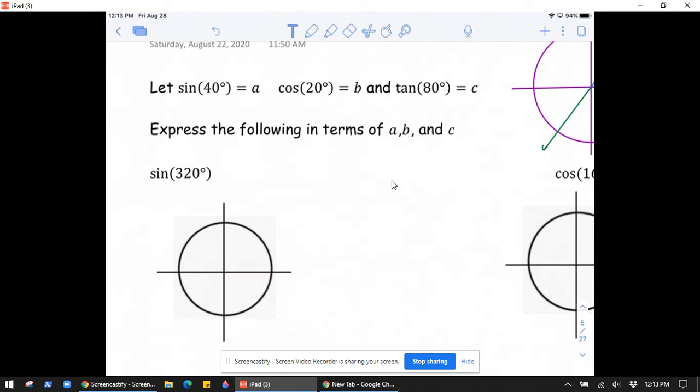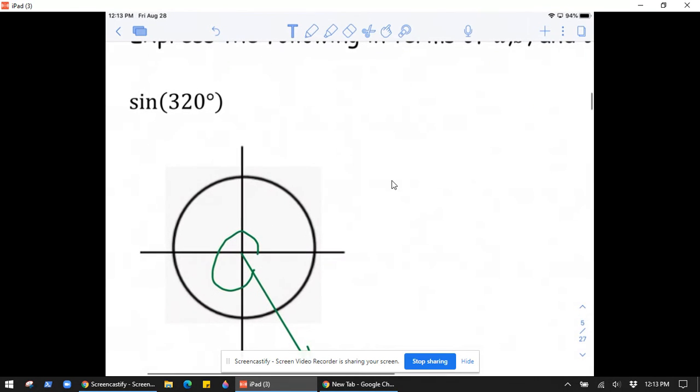So 320 degrees looks like this. You rotate almost a full 360, but you are just shy 40 degrees. I'm going to zoom in on this. So I rotated 320 degrees. I am 40 degrees shy of 360. By definition, this point has coordinates cosine of 320 degrees, sine of 320 degrees. Now, I don't know information about the sine of 320 degrees.